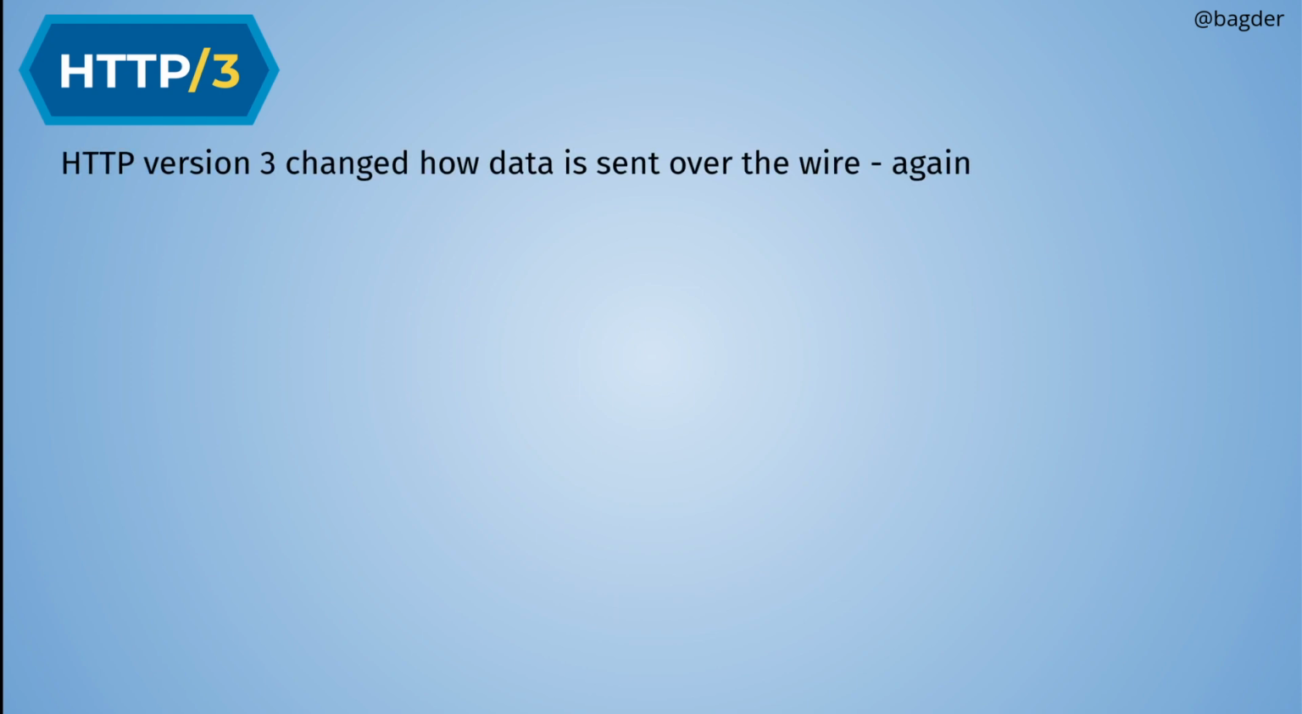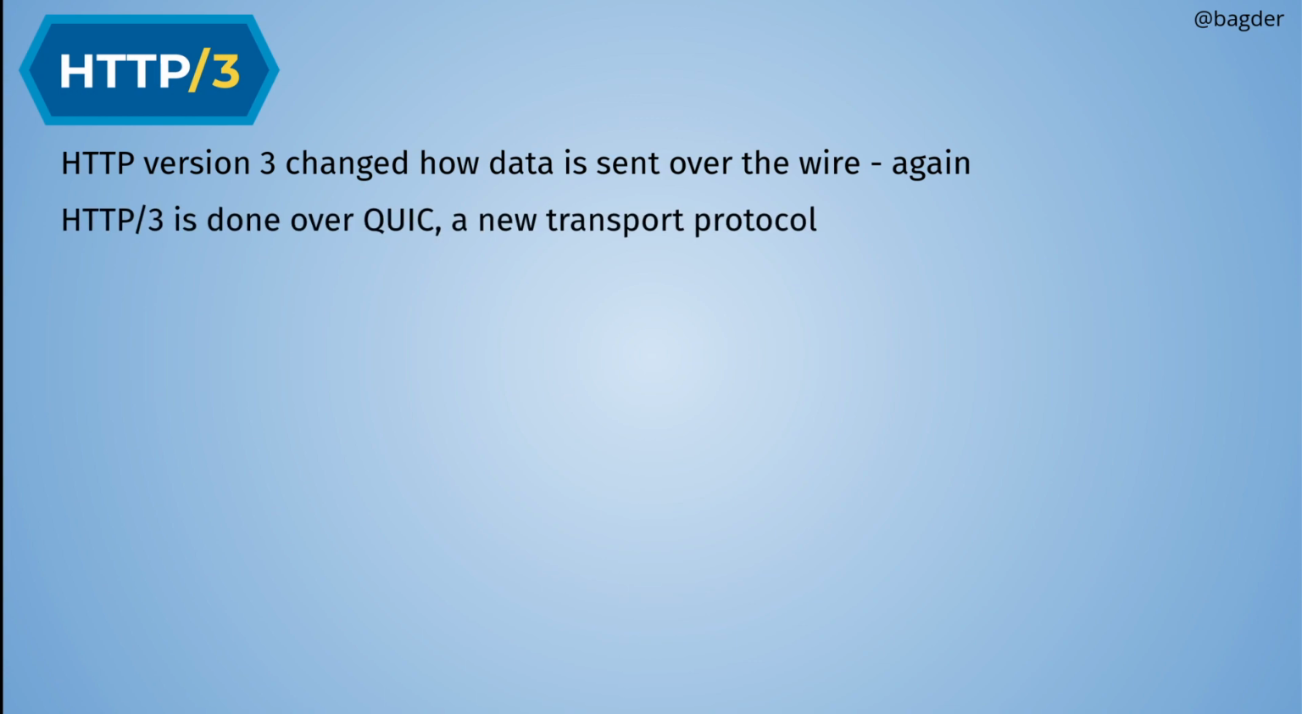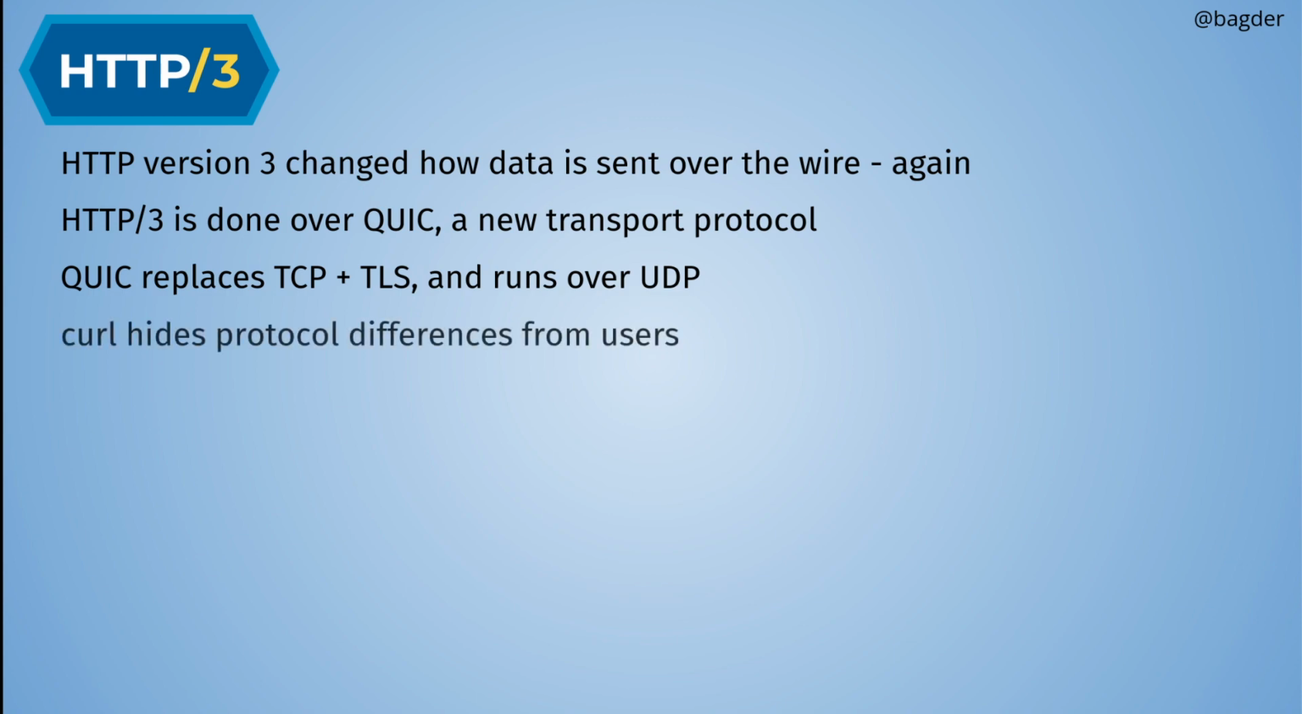And HTTP/3, being the new kid in town, is still experimental, so you don't have it enabled by default. You have to enable it in your build. Most people won't do it. We discourage people from using it in production. It changes again how things are done over the wire. It's now done over QUIC. It's not TCP, it's not TLS, it's now QUIC. It's a new transport protocol done over UDP. It replaces TCP and TLS. It's a completely new thing. Everything is different. It's even more encrypted and hides more things over the wire.